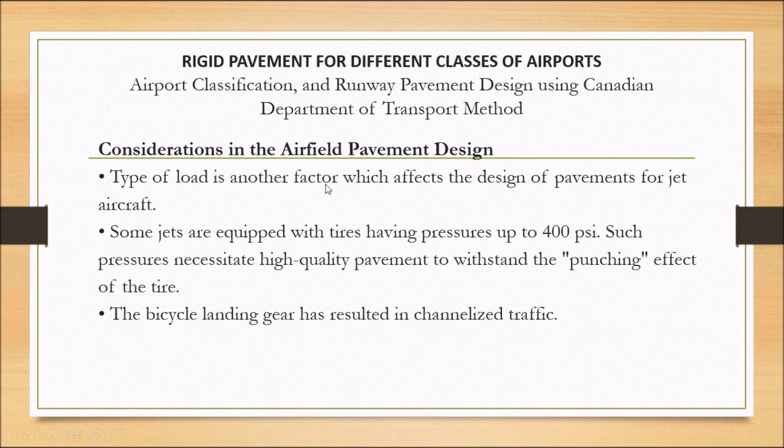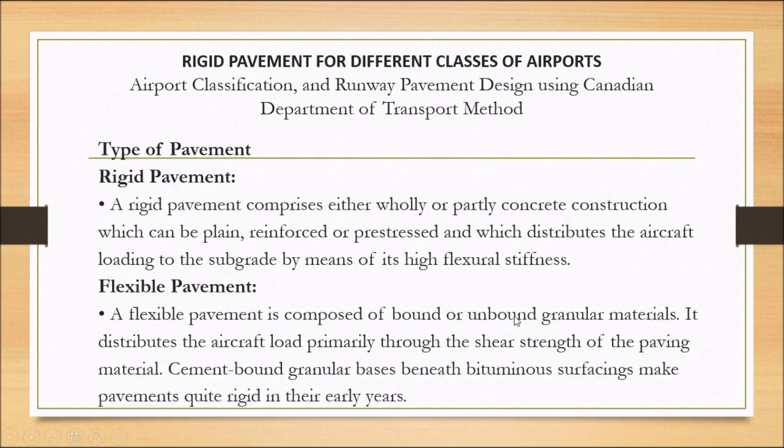Type of load is another factor which affects the design of pavement for jet aircraft. Some jets are equipped with tires having pressure up to 400 pounds per square inch. Such pressure necessitates high quality pavement to withstand the punching effect of the tire. The bicycle landing gear has resulted in channelized traffic.